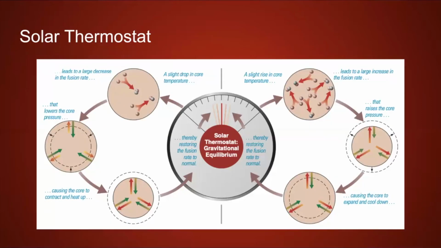I think this is a good time to talk a bit about the solar thermostat. So how does the sun control any large rises or falls in temperature? It's quite simple, actually. Let's start with a drop in temperature. If the temperature isn't as high, then fusion will also slow down, right? Then that will lower the internal pressure, pushing out of the star, and that creates an imbalance so that the pressure pushing in increases. That will cause the core to contract and heat up, which will restore fusion back to normal.